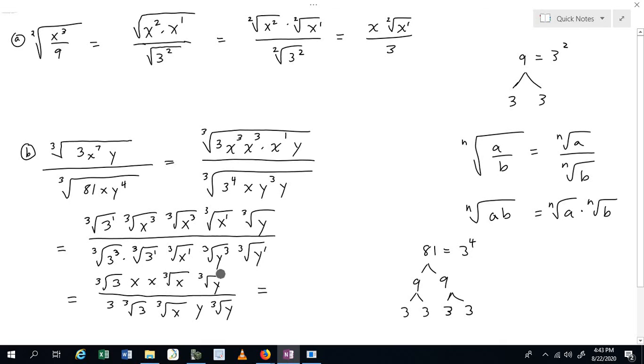Now notice here, this cube root of y would cancel with this cube root of y. Those are equal. So that cancels to 1. So those cancel out. The cube root of x cancels with this cube root of x. So those cancel out. And then the cube root of 3 over the cube root of 3 is also 1, so that cancels out. And so it looks like you're just left with x squared, x times x, which is x squared over 3. Okay, and so now this is considered simplified.